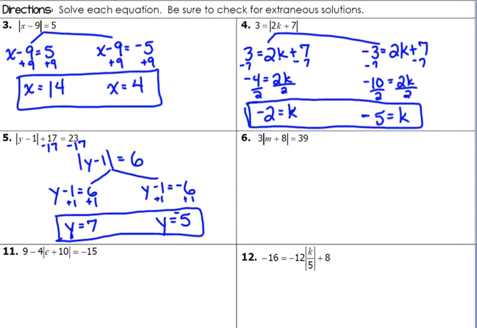How do we isolate the absolute value in number 6? Divide by 3. Okay, good. Divide both sides by 3 because we're multiplying by 3. And again, you never change what's inside the absolute value. Those absolute value bars are not parentheses. You cannot distribute into an absolute value expression. So you have to divide to get rid of that 3. So 39 divided by 3 is 13. Now we are isolated, 2 cases.